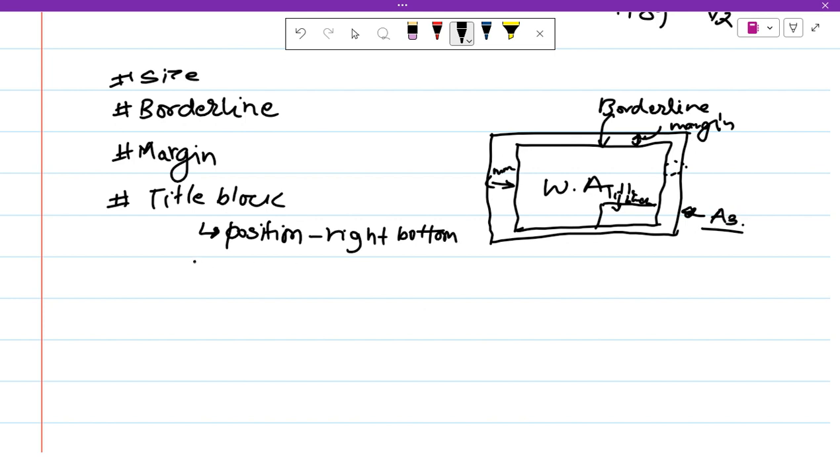In the title block, the size of the title block depends on the size of the paper, the size of the sheet, whether it is A3 or A4. This size determines the size of the title block.